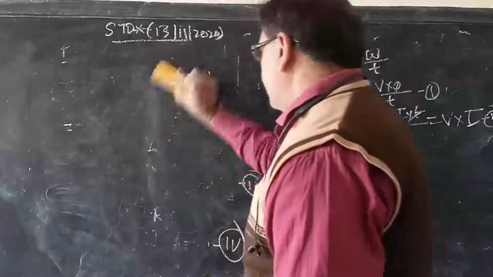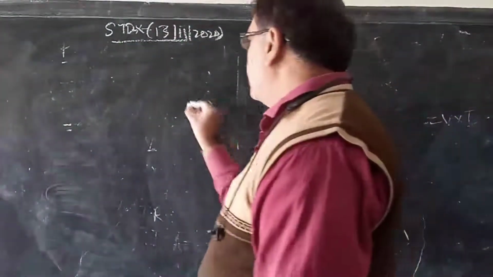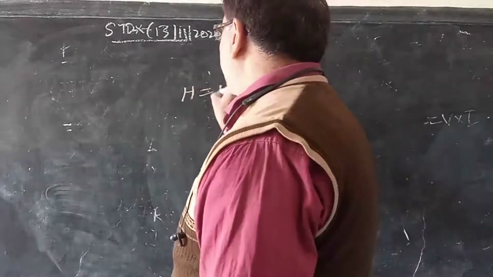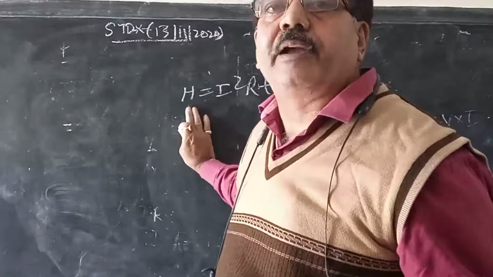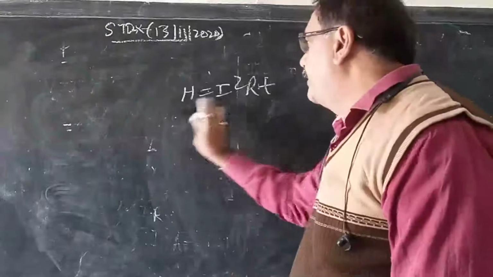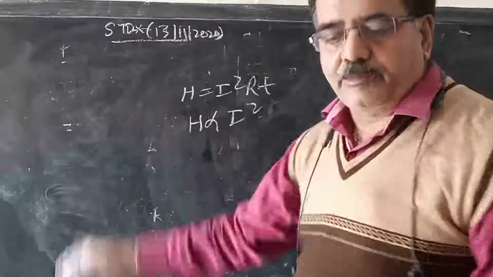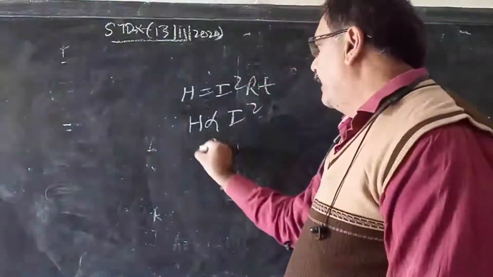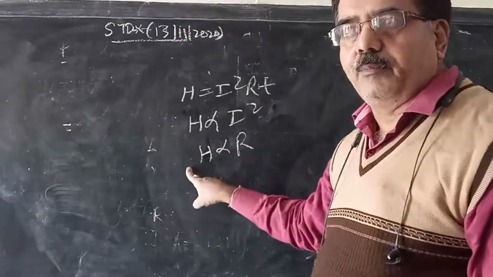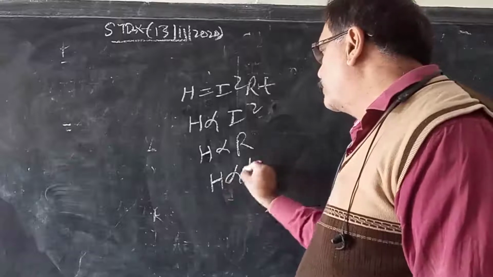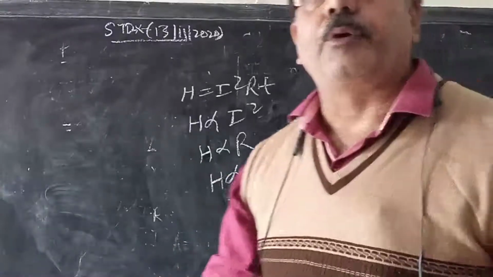Then one more here, H. I have given the formula I squared RT. H means heating effect. Current flow gives the heating effect. Means this is also energy. So how does the heat depend? H is directly proportional to current. More current will flow, heating effect will be more. H is directly proportional to R, resistance. If resistance will be more, heating effect will be more. H is directly proportional to T. If it heats for a long time, more current will flow, more heat will be produced.